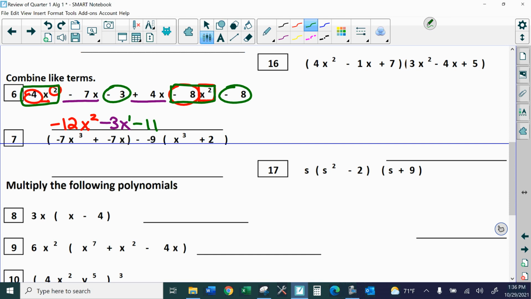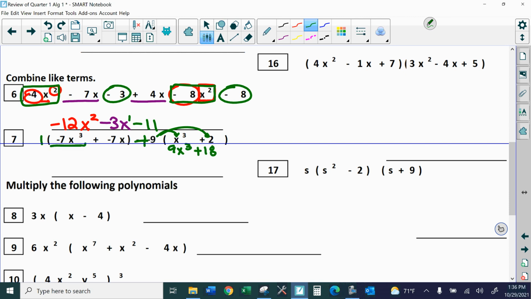Okay, number 7. We have a negative times a negative is a positive. Remember, we have a number outside of parentheses. That means I have to distribute it within the parentheses. So I do that first. There's just a 1 out there, so I can just take off the parentheses, because 1 times anything is itself. But over here, I would have 9x cubed plus 18.